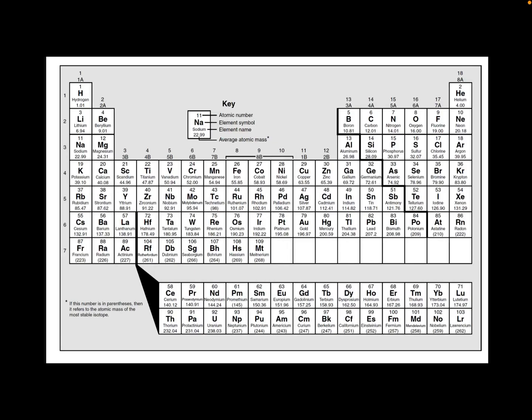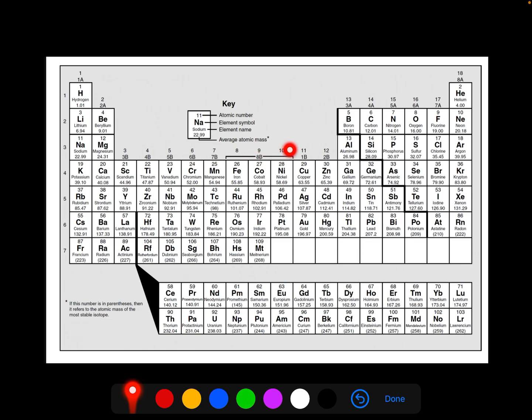So today we're going to talk about the periodic table. I want to go over some basics. Here is the periodic table we use in class. The first thing you notice is the key at the top. The key includes the atomic number, the element symbol, and the element's name.